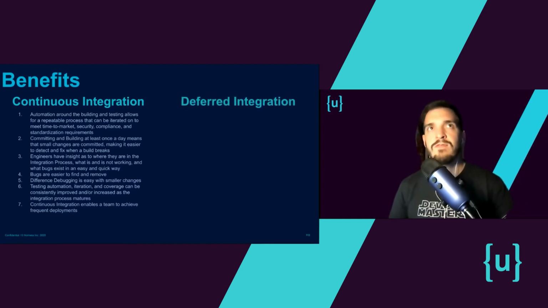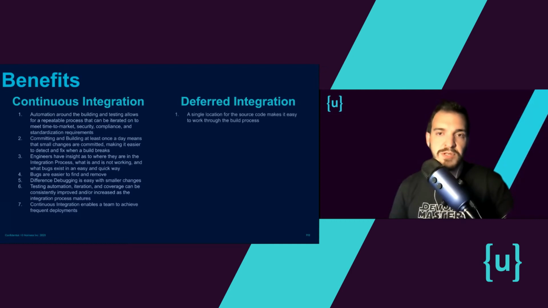Now, in the case of deferred integration, there are a couple of benefits. The first one is there's a single location for all the source code, and it makes it really easy to work through the build process. When I say single location, in continuous integration, it's a single location in the sense that it exists in a Git repo or an SVN repo or something like that. With deferred integration, the single location is that the main code, the build process, and the artifact repository all live typically on the same server or in the same location. So all of that happens in one spot.